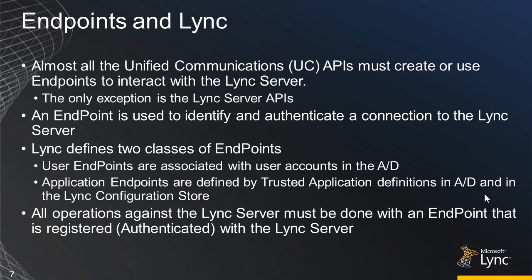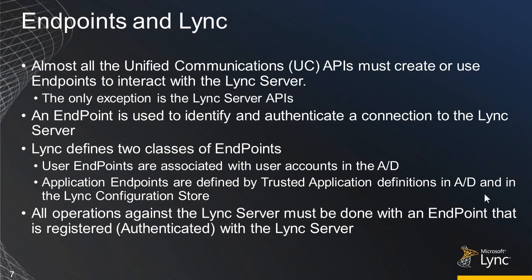The only exception is that the Link server APIs don't allow you to create endpoints, and that imposes some limitations on what you can do with those applications, which we'll talk about when we get to the section on that API. An endpoint is used to identify and authenticate a connection to the Link server. Basically, any endpoint that wants to talk to the Link server either has to authenticate or has to have a configuration on the server that says don't require authentication from that endpoint.